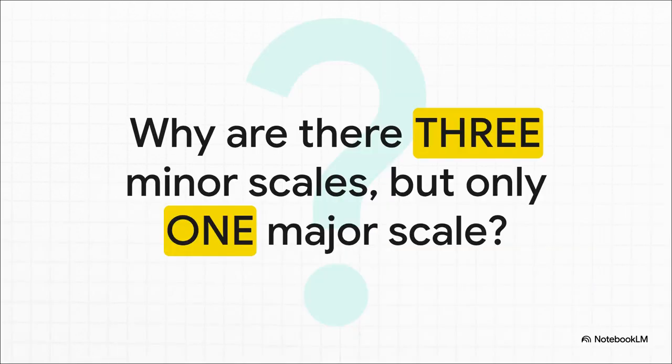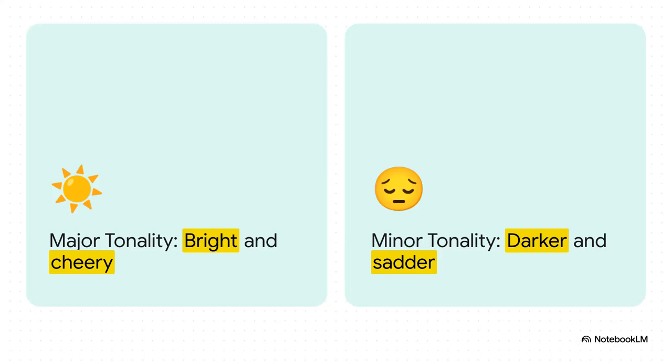So yeah, this is the big question. Why three minor scales when major gets by just fine with one? And what's so cool about the answer is that it isn't just about boring music theory rules. No, it's actually a story about musicians solving problems over hundreds of years. So let's unpack it. All right, first things first, let's start with something we can all just hear.